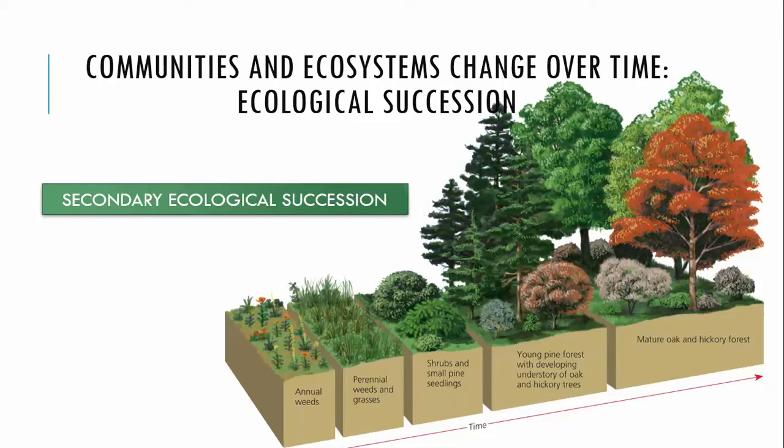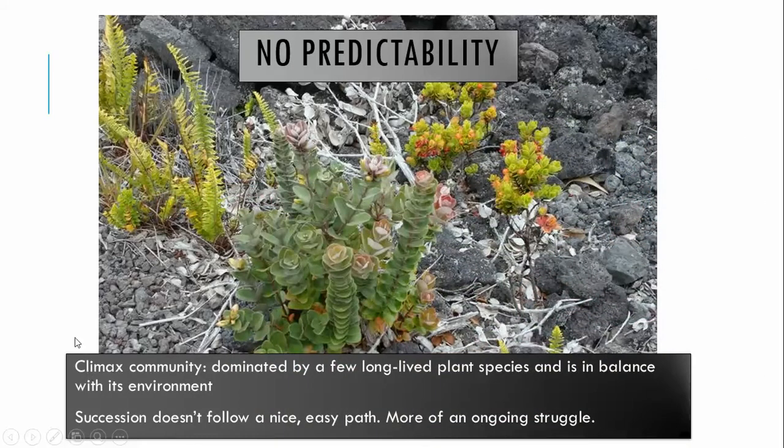The final stage of succession, in which there's a dynamic balance between the living and non-living components, or biotic and abiotic components of the community, is referred to as the climax community. A climax community is dominated by a few long-lived plant species, and it is in balance with its environment. But unfortunately, there's really no predictability to all of this. It doesn't follow any kind of path like what we just saw in those two previous slides. Those are really generalized pictures of succession.